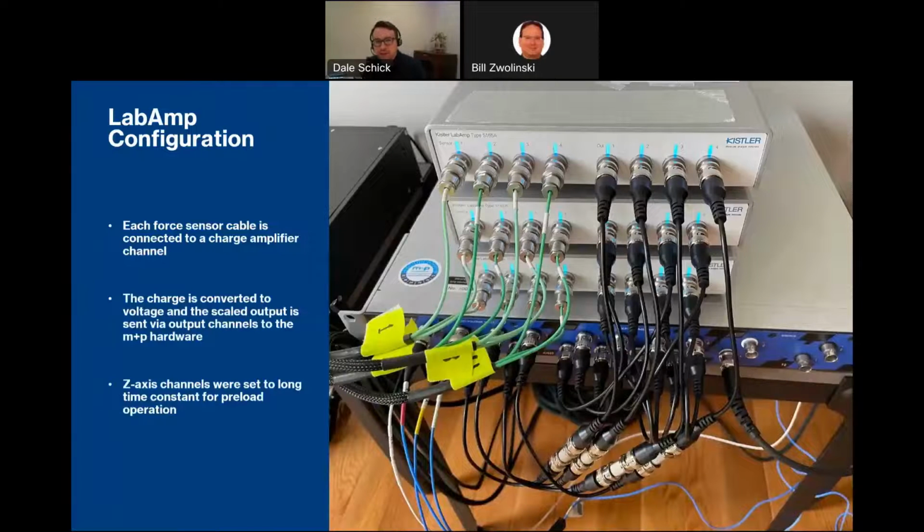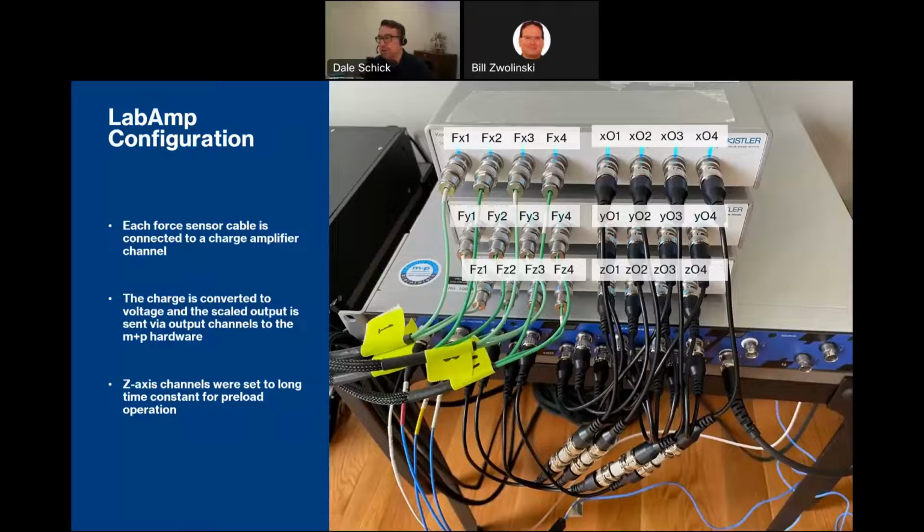Now our LabAmp configuration has all the force X components here, all the force Y components here, and all the force Z components here. These outputs are then scaled 1-to-1 as the inputs controlled, or as the inputs are wired directly to the control hardware here. And as mentioned before, the Z-axis charge amplifier is capable of defining a long time constant, which is set on this charge amp, in order to properly apply preload.